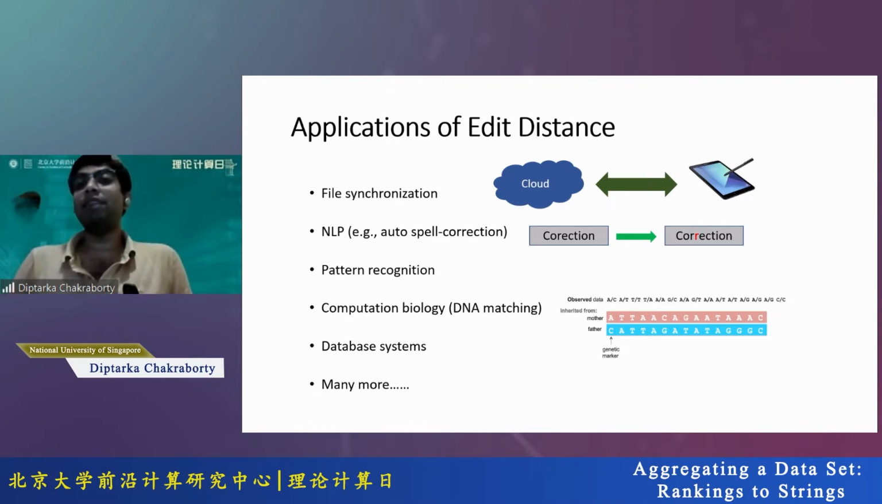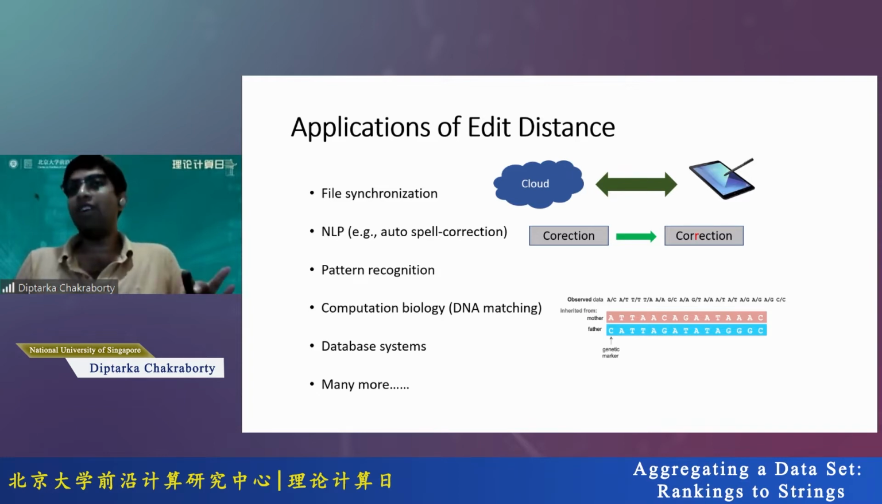Another application is, say, auto spelling correction in natural language processing. Suppose we want to correct a typo and suppose an R is missing. These days all the text editors perform this automatic text correction. Essentially, they find the edit distance to some of the words in the dictionary and find the closest word, and this closeness is according to edit distance. Then there are other applications in pattern recognition, in DNA matching, database systems, and many more. I'm not going to talk about the applications, but I will focus on one of the applications later.